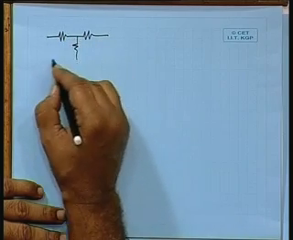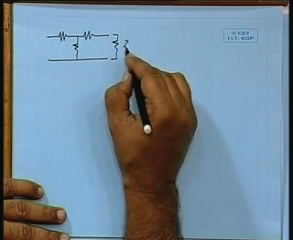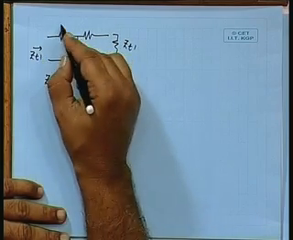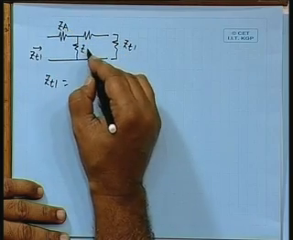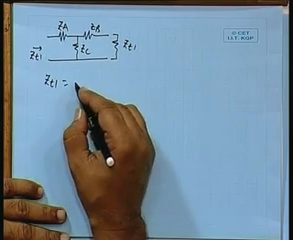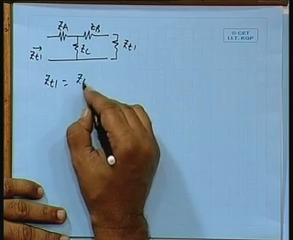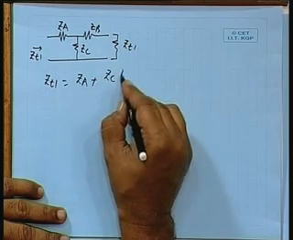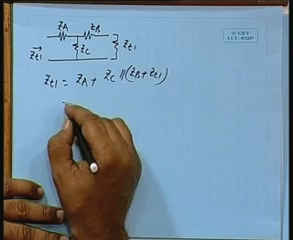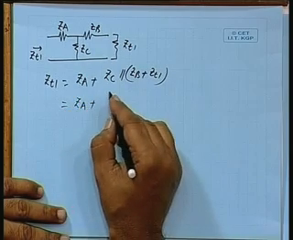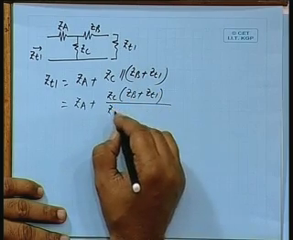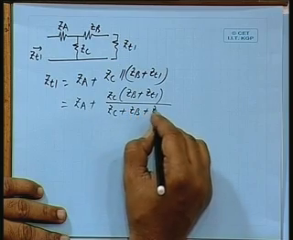from definition, impedance is ZT1. So, ZT1 will be equal to ZA plus parallel combination of ZB plus ZT1 with ZC. Okay. So, ZT1 is equal to ZA plus parallel combination of ZC with ZB plus ZT1, which means ZA plus ZC into ZB plus ZT1 divided by ZC plus ZB plus ZT1.